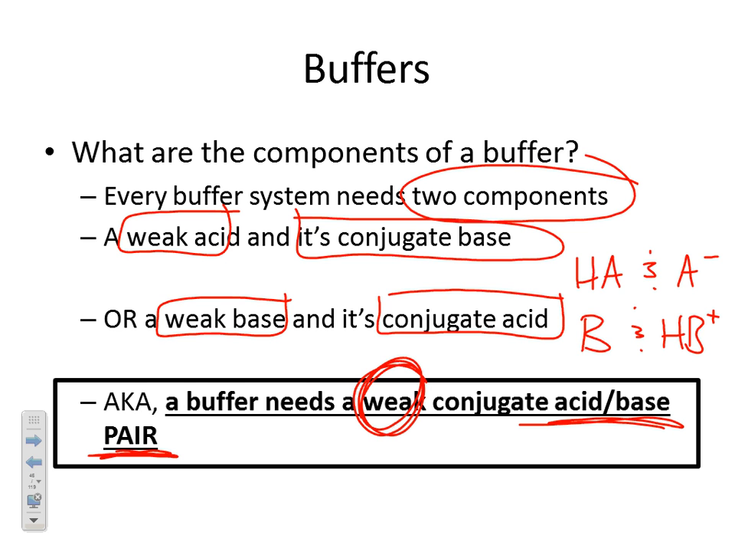But if you have both of those things together in the same system, a weak acid and its conjugate base, or a weak base and its conjugate acid, then you have a buffer system. You have a system that is capable of resisting change in pH. So you have to have those two things.